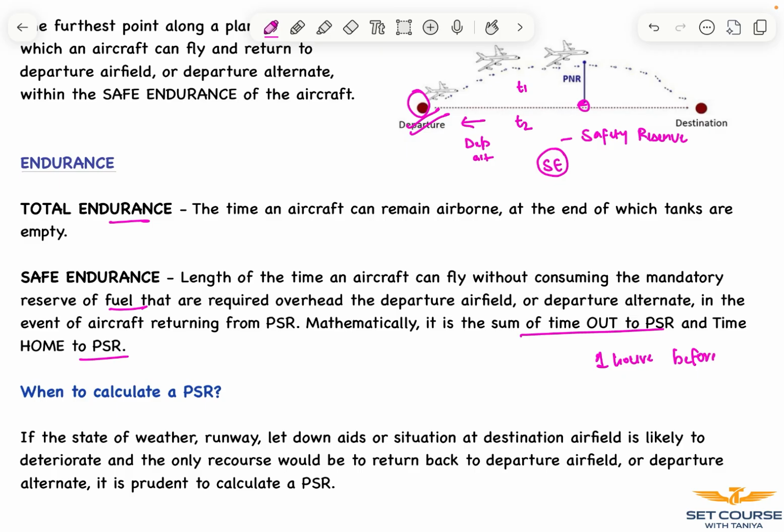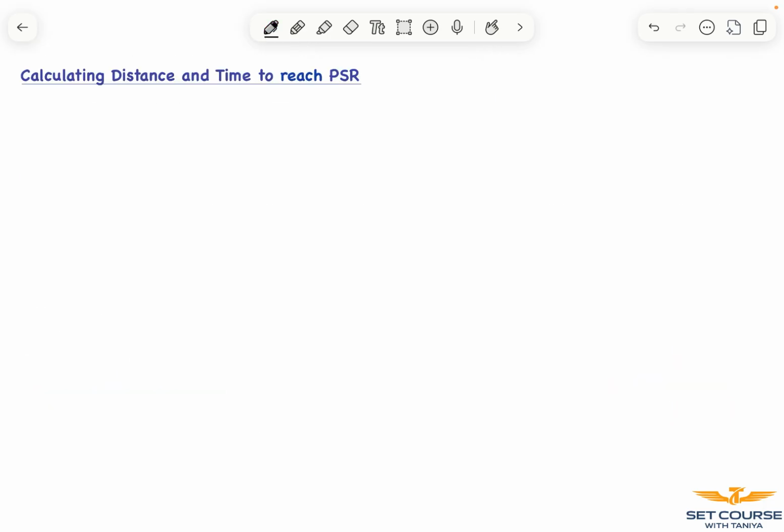before and 1 hour after the ETA to destination, so that in case of any emergency, the pilot can take a readily available decision to either return to the departure or, for that matter, the departure alternate in cases when there is no diversion available. Now, how to calculate the distance and time to reach such a point?